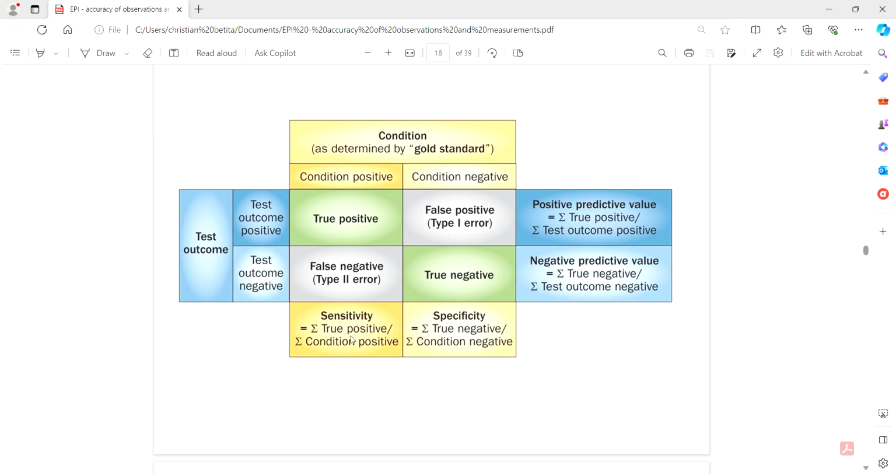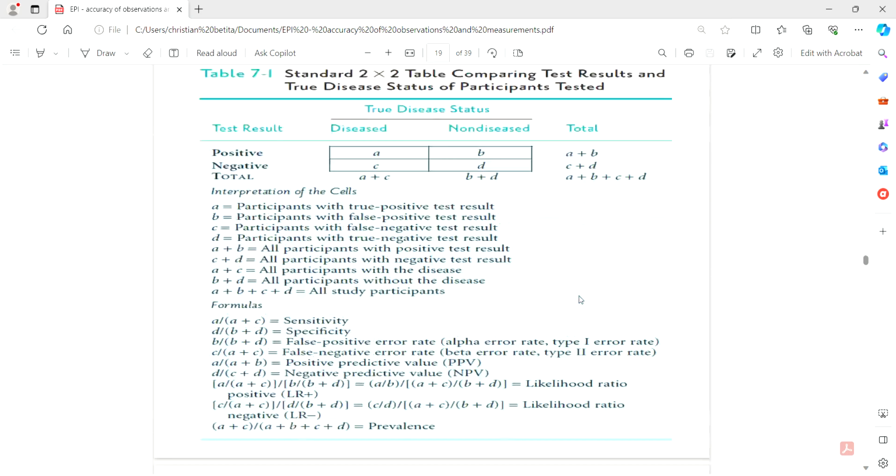Sensitivity is simply your true positive all over true positive plus false negative. Specificity is true negative all over true negative plus false positive. PPV is simply your true positive all over true positive plus false positive. And NPV is your true negative all over true negative plus false negative. Okay? So ganun lang siya kasimple. Okay, so this is that again. So prevalence is simply all of this, so A plus B plus C plus D.